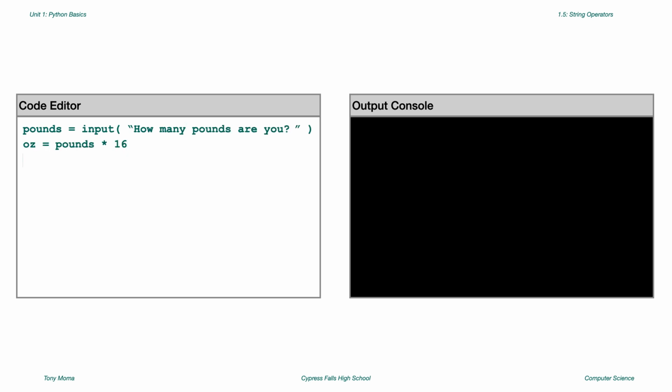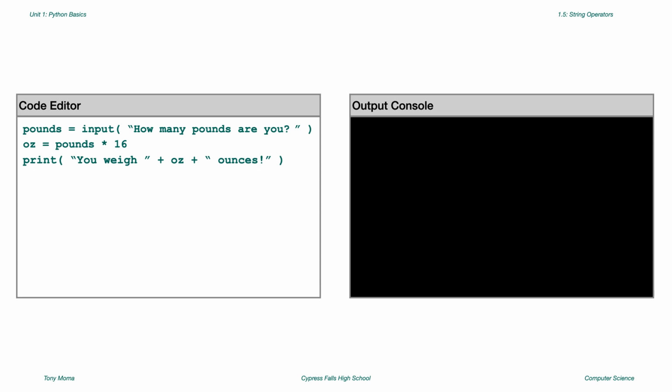Now consider this program. In this program, my intention is to ask the user how many pounds they weigh, then convert that number to ounces by multiplying it times 16, then print that result out in line 3. However, there are two errors in this code. The first error is in line 2. In line 2, I'm attempting to multiply pounds times 16 while forgetting that pounds is a string variable. Remember, whenever you use the input method, whatever you type in will be stored as a string.